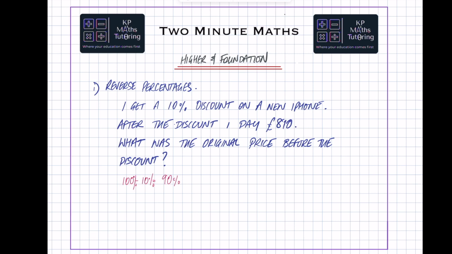So first of all, if you've got 100% and you take away 10%, you get 90%. So this is actually equal to 90%. That's your first thing, right? You're saying 90% is equal to £810.